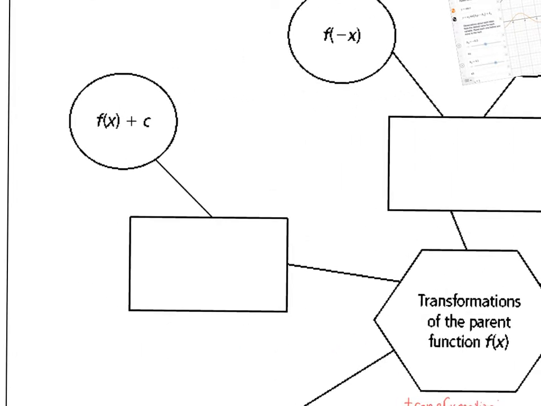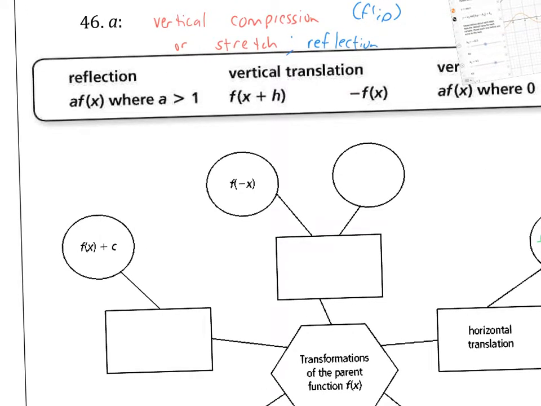Next, what happens when I add or subtract outside of the function? Well, if I add or subtract outside of the function, that is going to be a vertical translation. So that's how I shift it up or down.